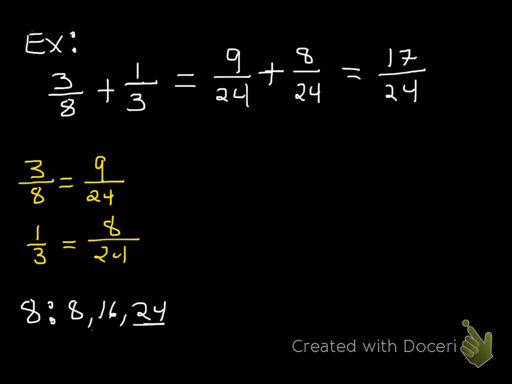Our steps were to find the LCM, which was 24, then make equivalent fractions, which we did right here. Then we added or subtracted the numerators, so the 9 and the 8 made 17, keeping the denominator as the LCM, which was 24. And finally we write in lowest terms, which means can we simplify or reduce? We can't do that.